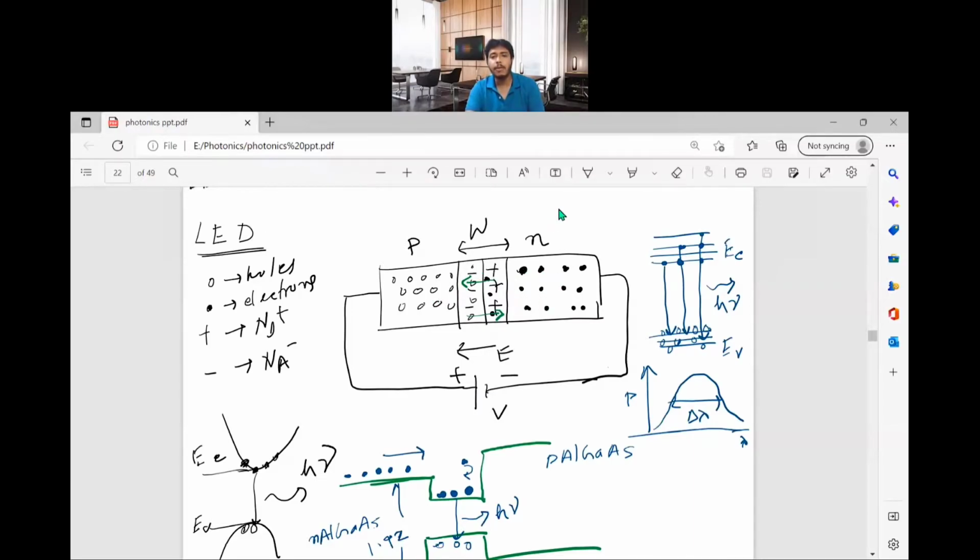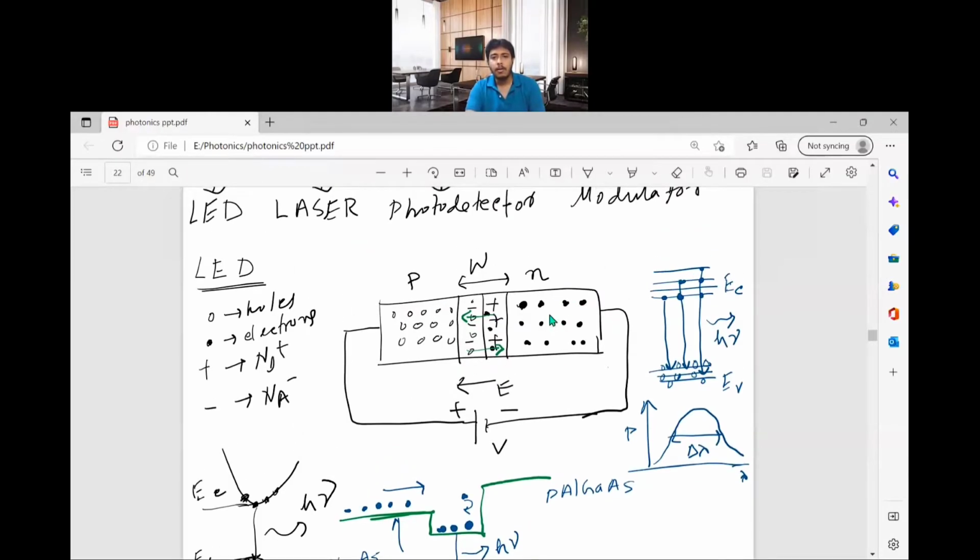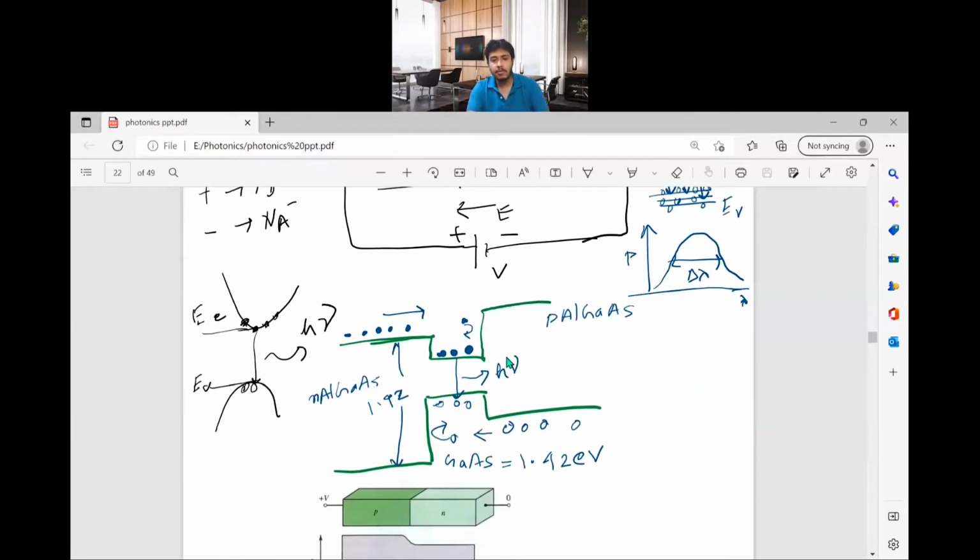Here also they can recombine. Light can be generated from here because the carriers are traveling from here to here. So they can recombine here also, and here also. So you can get light generated from different parts of the semiconductor. A lot of the light will be lost. You will not get confined light here. That's why the heterostructure is used.